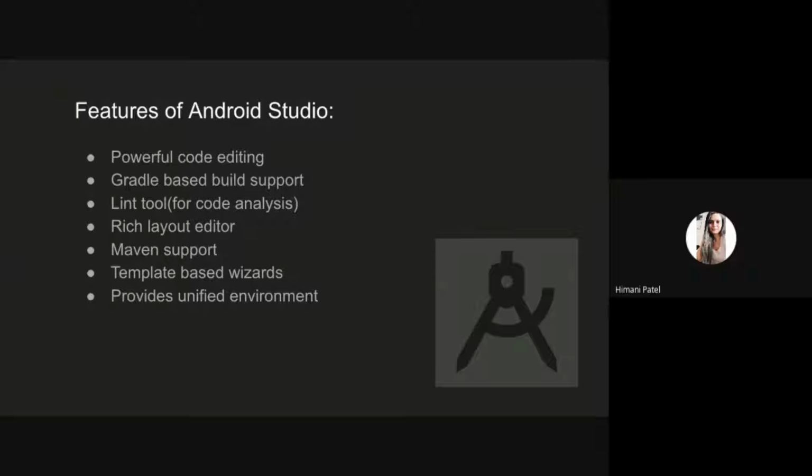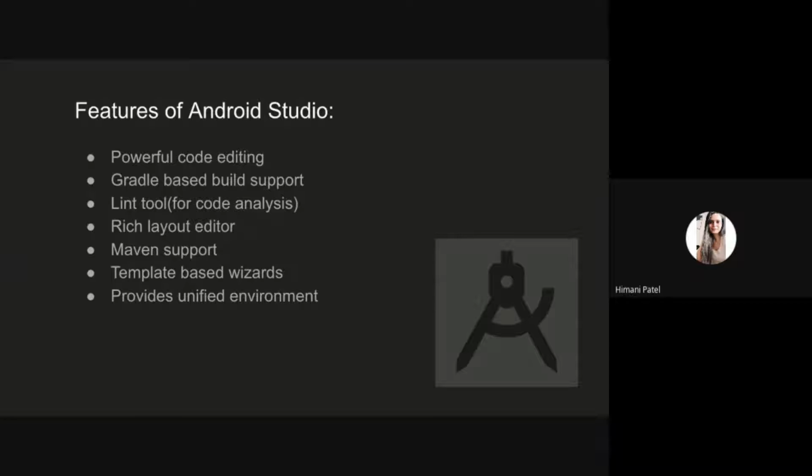Here are some features of Android Studio. Powerful code editing, like it gives us suggestions to code faster. A flexible Gradle-based build system to automate and manage the build process. A rich layout editor that allows the user to drag and drop UI components. Option to preview layouts on multiple screen configurations.